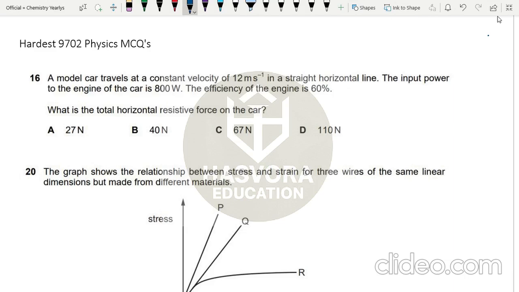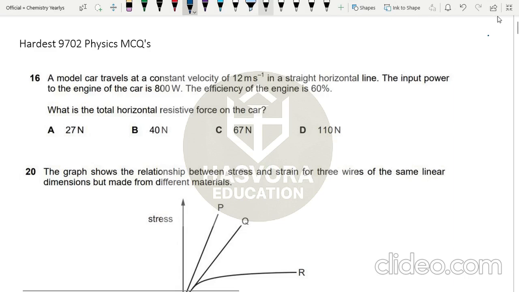So now let's begin. The first question is: a model car travels at a constant velocity of 12 meters per second in a straight horizontal line. The input power to the engine of the car is 800 watt. The efficiency of the engine is 60%. What is the total horizontal force on the car?